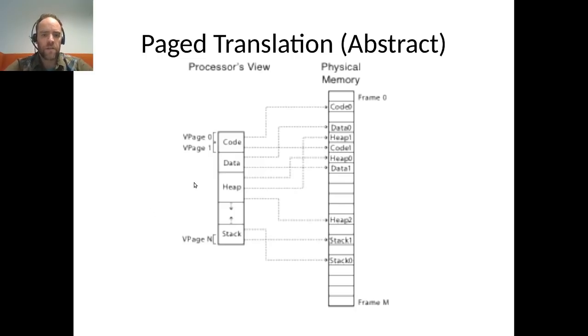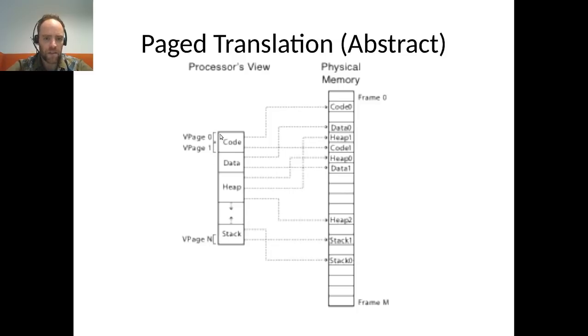If we look at the processor's view of paged translation, we can see here we have a process divided up into segments. We have our code segment or data segment, heap, and a stack. The heap and the stack are growing towards each other. And then we have each segment divided up into pages. So we have page 0 through n here.